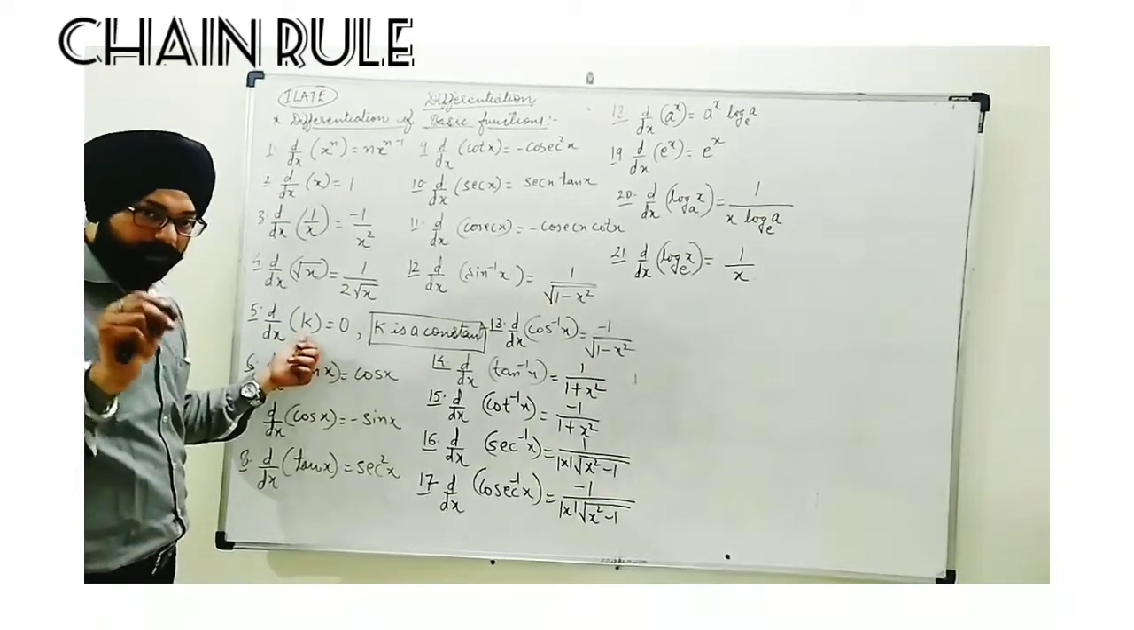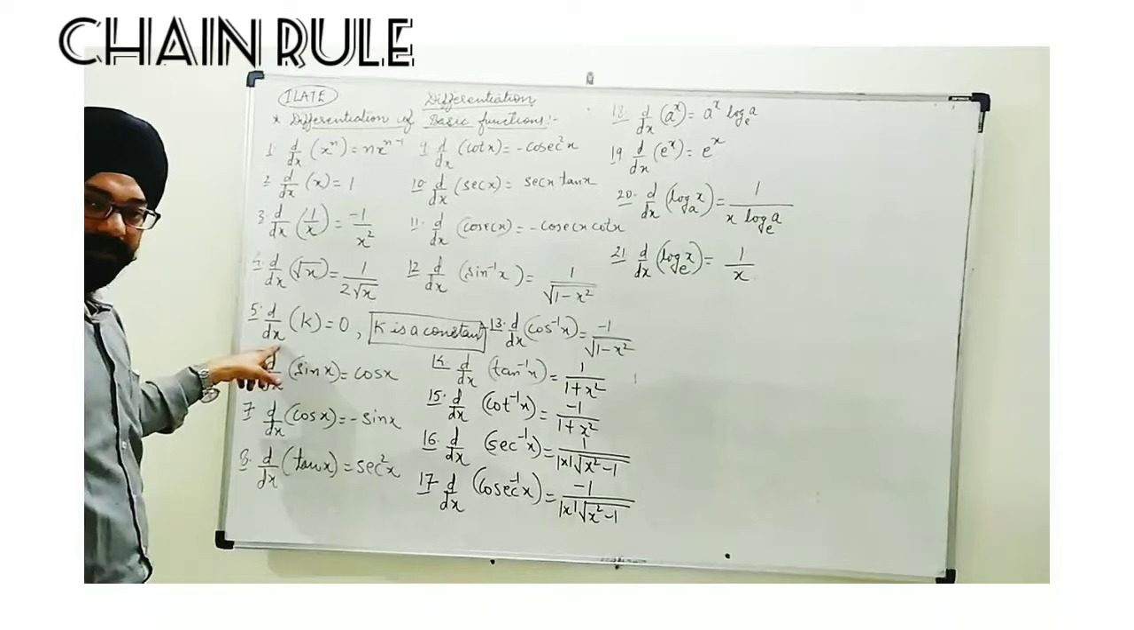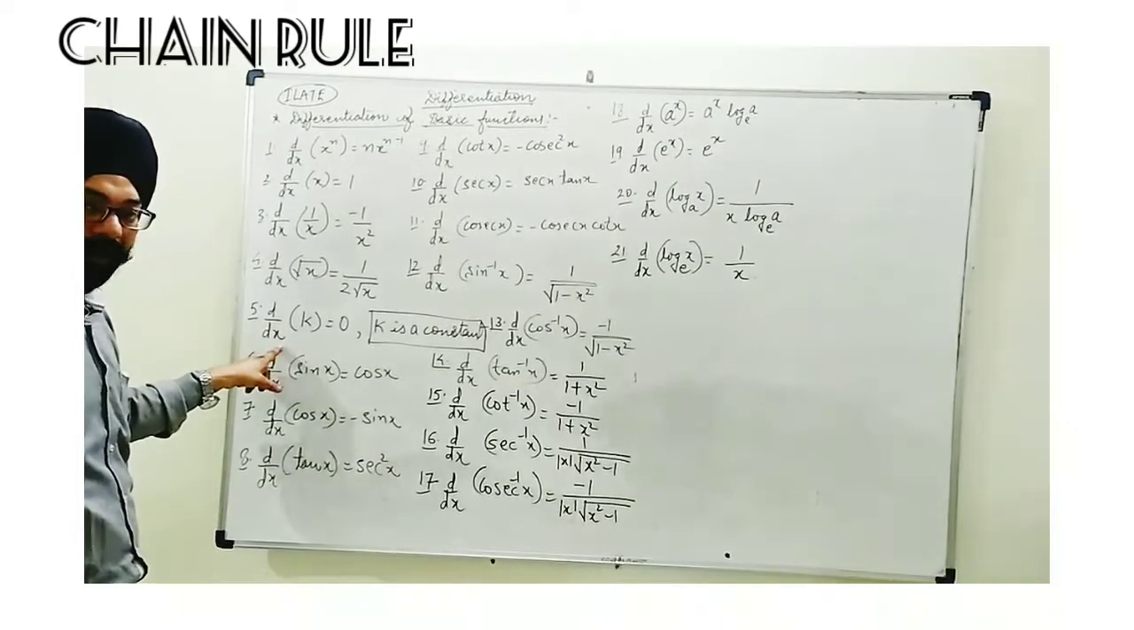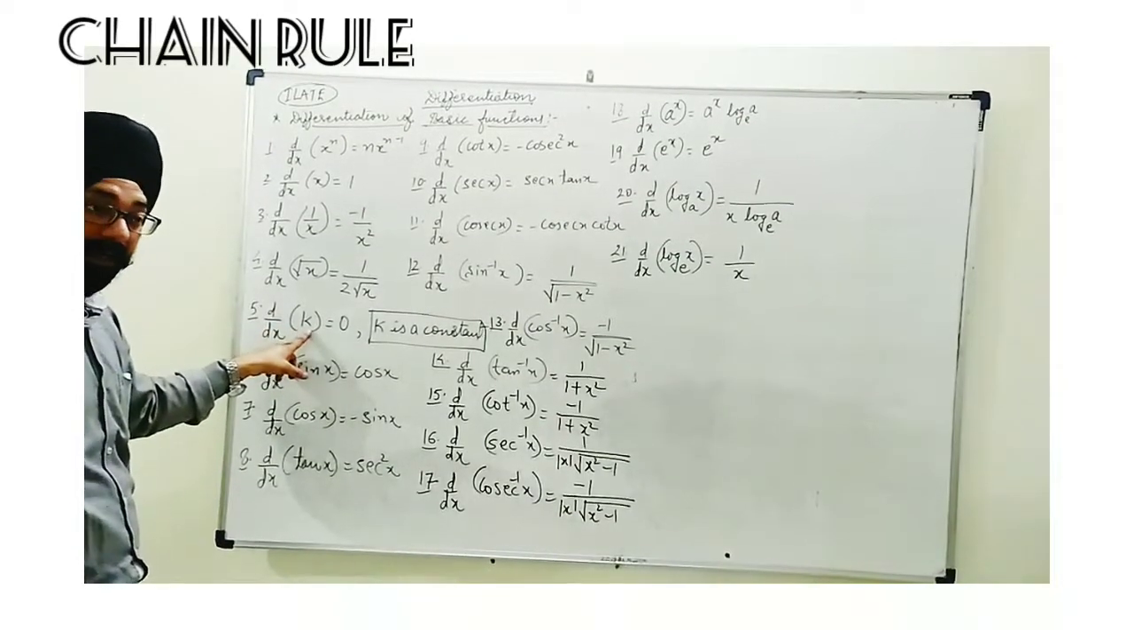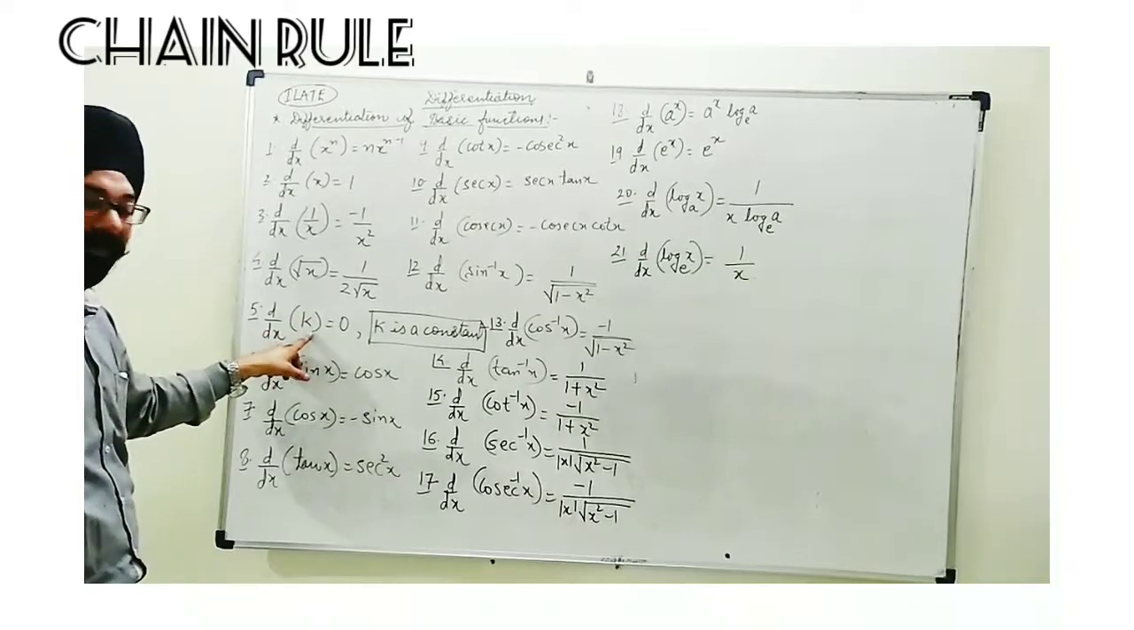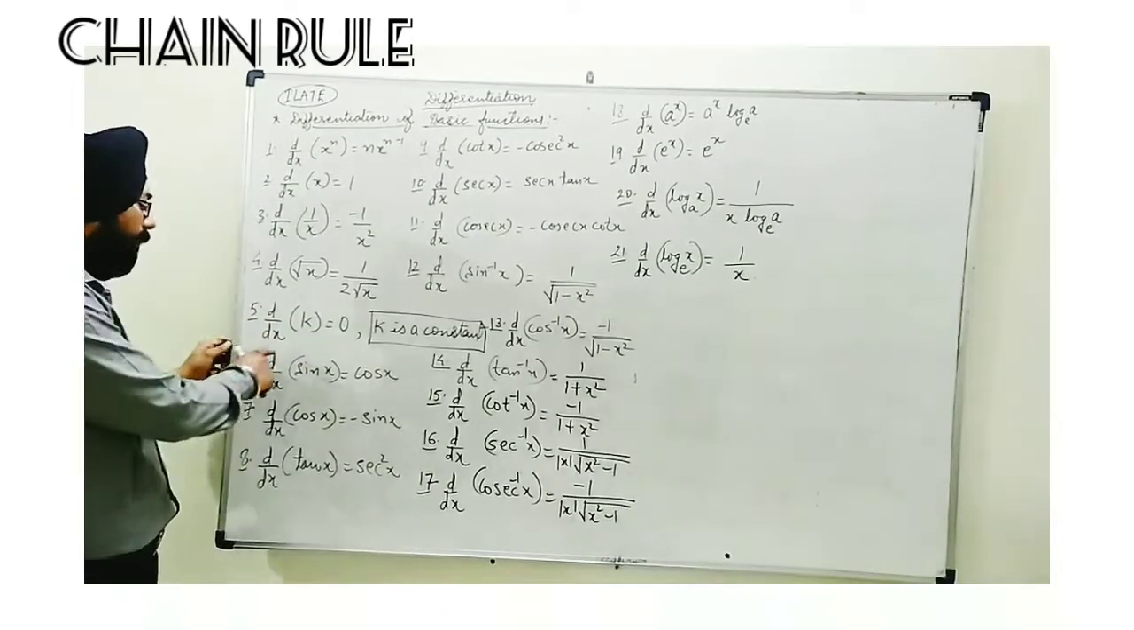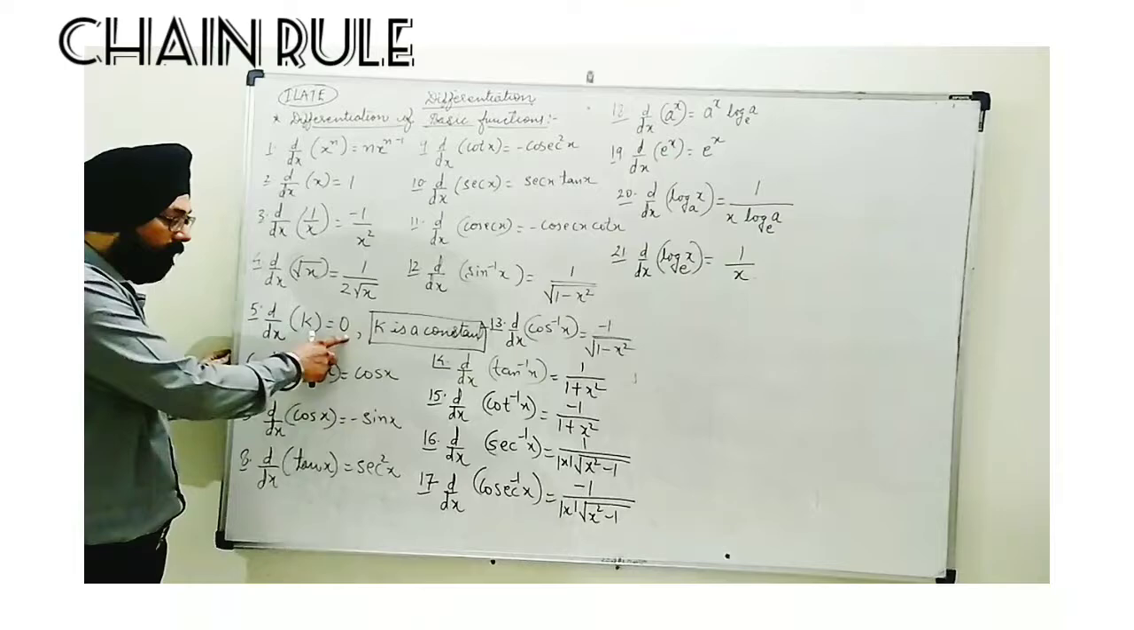Constant means what? We have to think of it. This d by dx says that we are differentiating with respect to x. So a constant is any term which does not contain x. Whenever it is given alone and we need to differentiate, it will come 0.